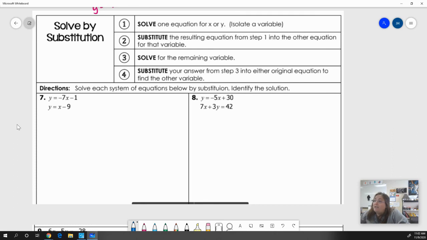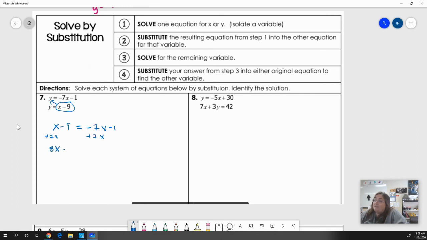So if I wanted, I could take this y equals, well, what does y equal? It equals x minus 9, and I can plug it in for y right here. What would that look like? It would look like x minus 9 equals minus 7x minus 1. And now I only have one variable to solve for, which is x. So I'm going to move these x's over to this side. Why? Because I like all my variables on the left for some reason. It's just a weird thing about me.